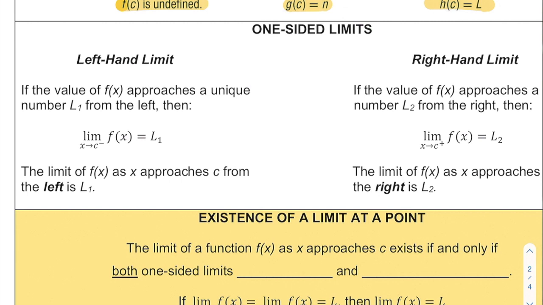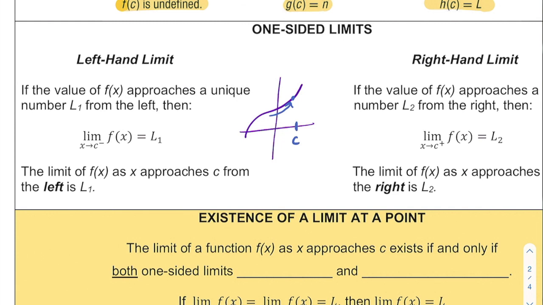If the value of a function approaches a unique number from the left, what you would do is take your graph. Let's say this is our graph, and this is where c is. The left-sided limit is as I jump to the left side, somewhere over here, and make a smooth path following it towards that point. As I get there on the left side, what number am I at?